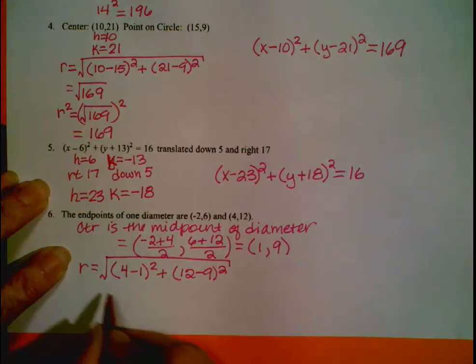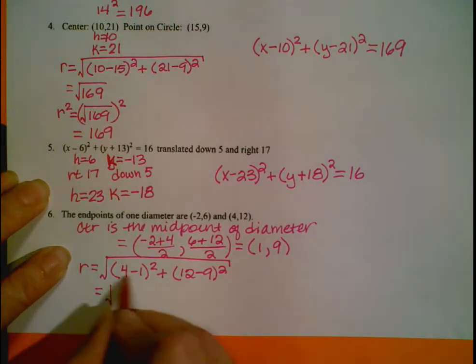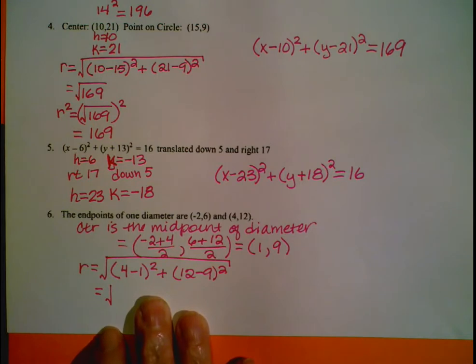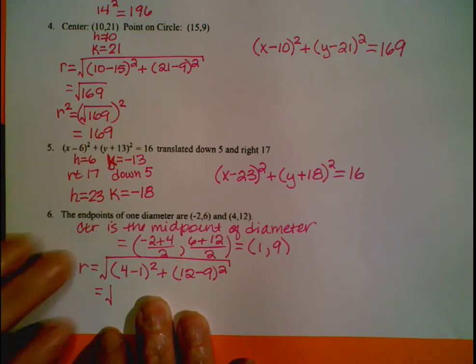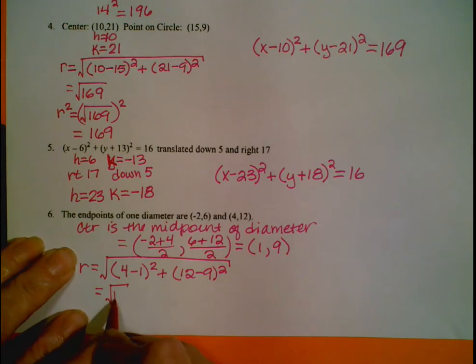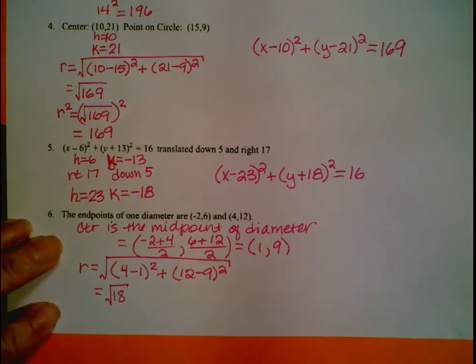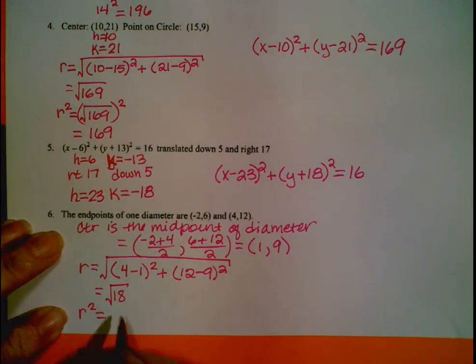And there again, I'm not going to worry about that square root so much. Let's just type all of this into the calculator. Don't forget your parentheses. (4 minus 1) squared plus (12 minus 9) squared, close those parentheses, gives us the square root of 18. Which means r squared for our equation will be the square root of 18 times itself, or 18.